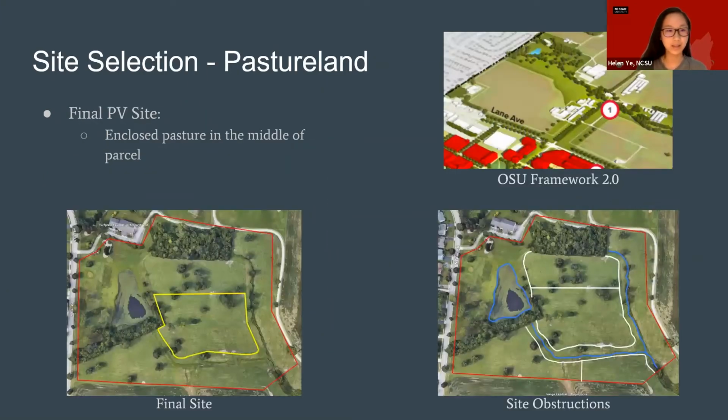For the pasture land parcel, there are a number of obstacles we have to work around. For example, the field has trees sprinkled throughout the property, a pond located on the west side of the parcel, and 2 streams and fencing, which further divide the parcel into small subfields. Taking all these factors into consideration, we determined that the middle pasture, which is highlighted in yellow, would be the best location for our solar panels. Since there's already fencing, no new additional fencing would have to be placed, reducing the overall cost of the project.